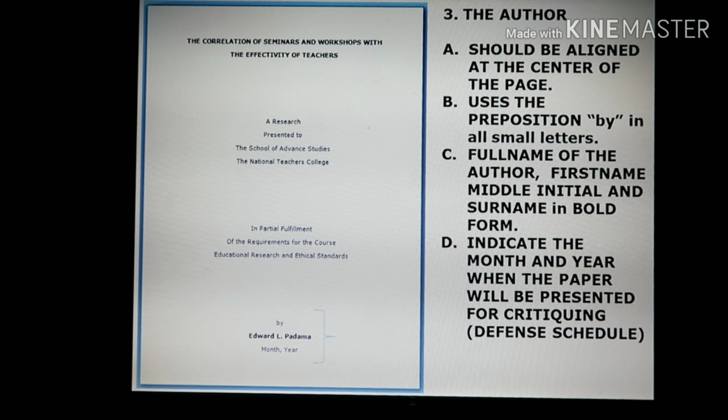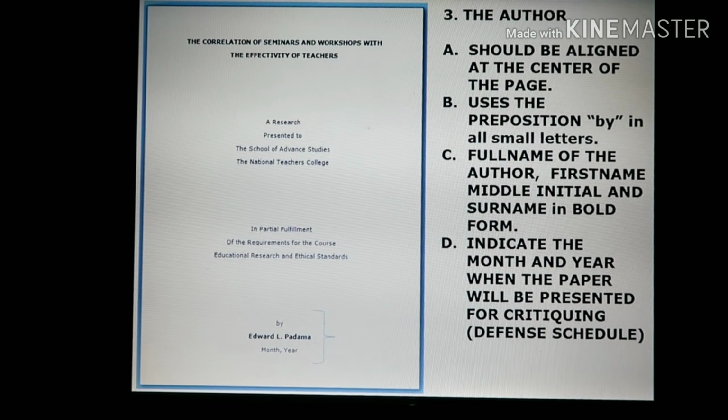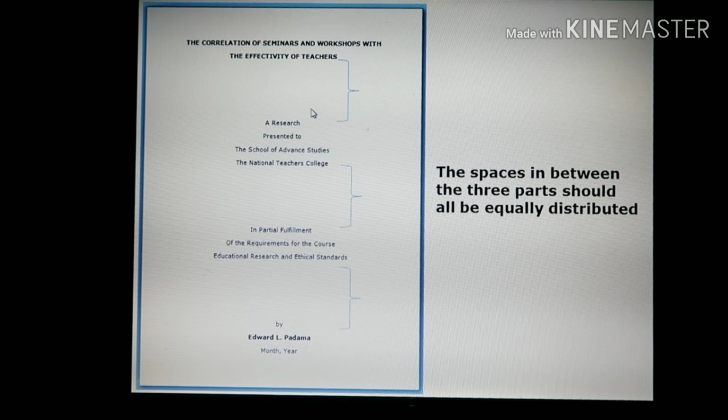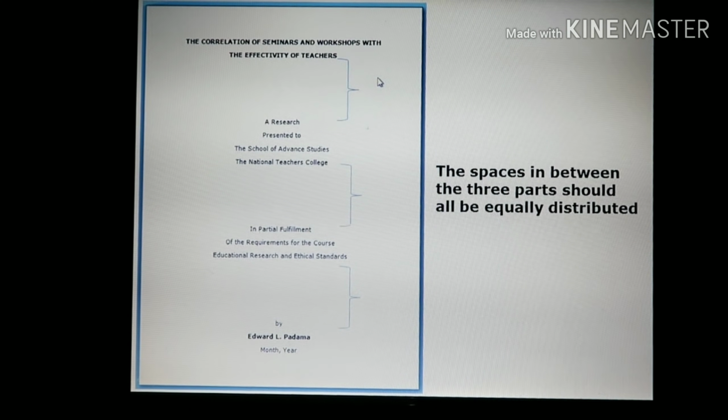And last but not the least, I also reminded you earlier that these spaces located in between the parts are supposed to be equally distributed. So it's up to you if you're going to use 3 to 4 or 5 spaces. Just make sure that all of them are equal. So that's how you lay out your research cover page.